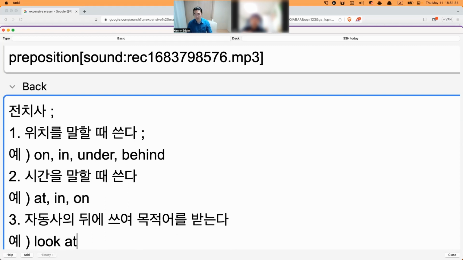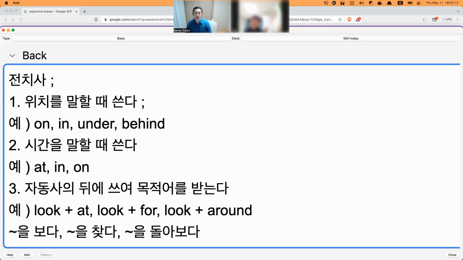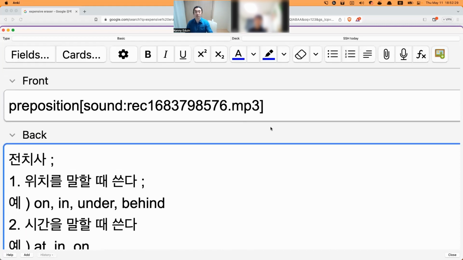Look at. And what about look for? Look around. They are all different. Look at. What is look at? Okay. And what about look for? Good. And next, look around. 돌아보다. Uh-huh, right? Okay, so three cases. When do you use it? First, place. Second, time. Three, object. And intransitive verb plus preposition to have object. Okay, that is preposition.